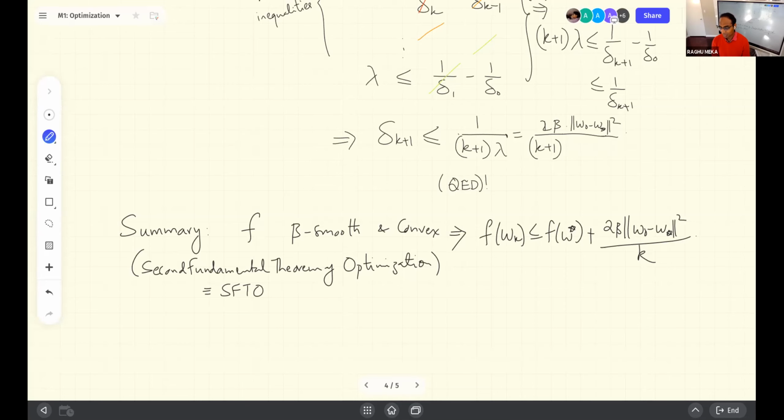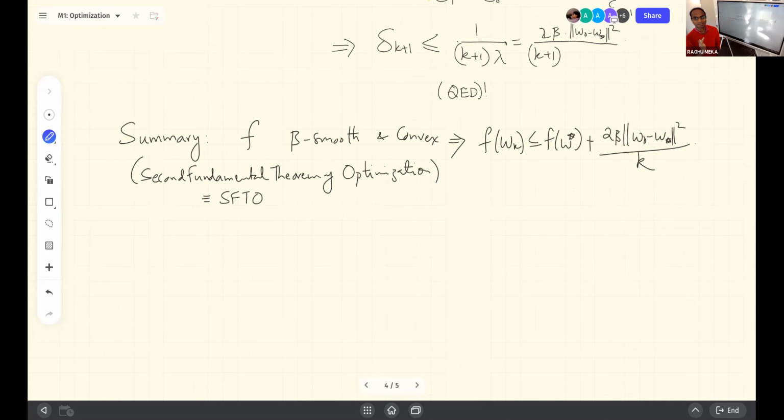So one thing to keep in mind is the following. So far I focused on gradient descent, but just let me remark that this also works for subgradient descent.